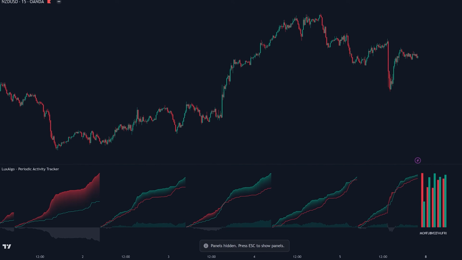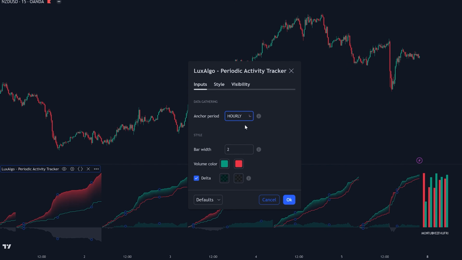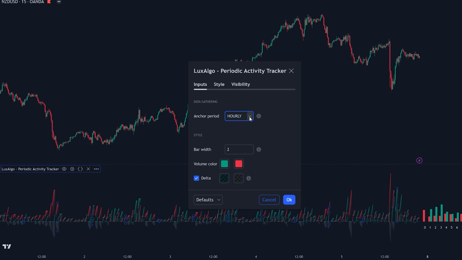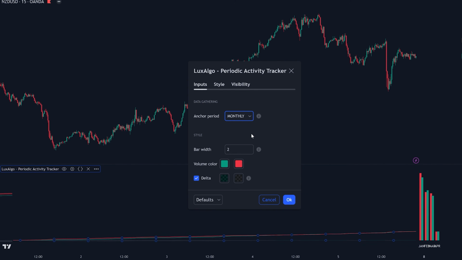Now, let's delve into the other components of the Periodic Activity Tracker by adjusting the settings. In the input settings, you'll find the Anchor Period option, which lets you set the time frame for analyzing trading volumes. By default, it's on daily, showing each day's buy and sell volumes. You can switch to hourly to see the volumes for each hour in the current week, weekly for a summary of each week in the month, or monthly for an overview of each month in the year.